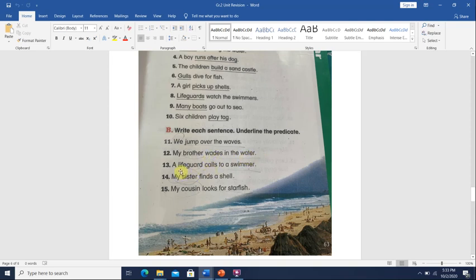Number 13, a lifeguard calls to a swimmer. The predicate would be calls to a swimmer. Okay, number 14, my sister finds a shell. Number 14, finds a shell. Number 15, my cousin looks for a starfish. Predicate, looks for a starfish.